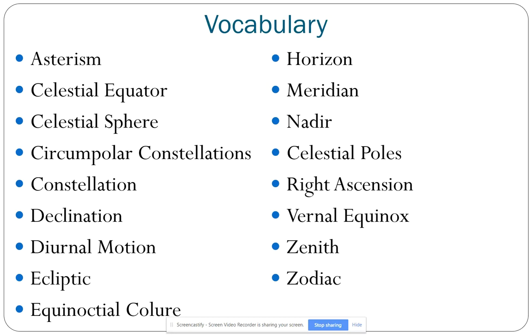Vernal equinox, 2 definitions for the vernal equinox. One is the time when the sun crosses the equator, as viewed from us. The other one is the location on the celestial sphere where that occurs. So where the celestial equator and the ecliptic meet is the vernal equinox. Now there's 2 of them. There's the autumnal equinox. We're almost there.